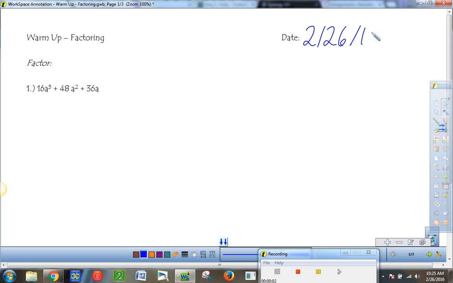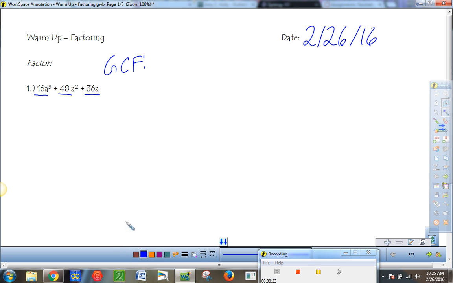How do you always start? What are you always supposed to look for first? Greatest common factor. That is the best thing you can do. It makes life so much easier. You deal with smaller numbers. Works out really well. So what do they all contain? They all contain a 4. You can divide each of these by 4.